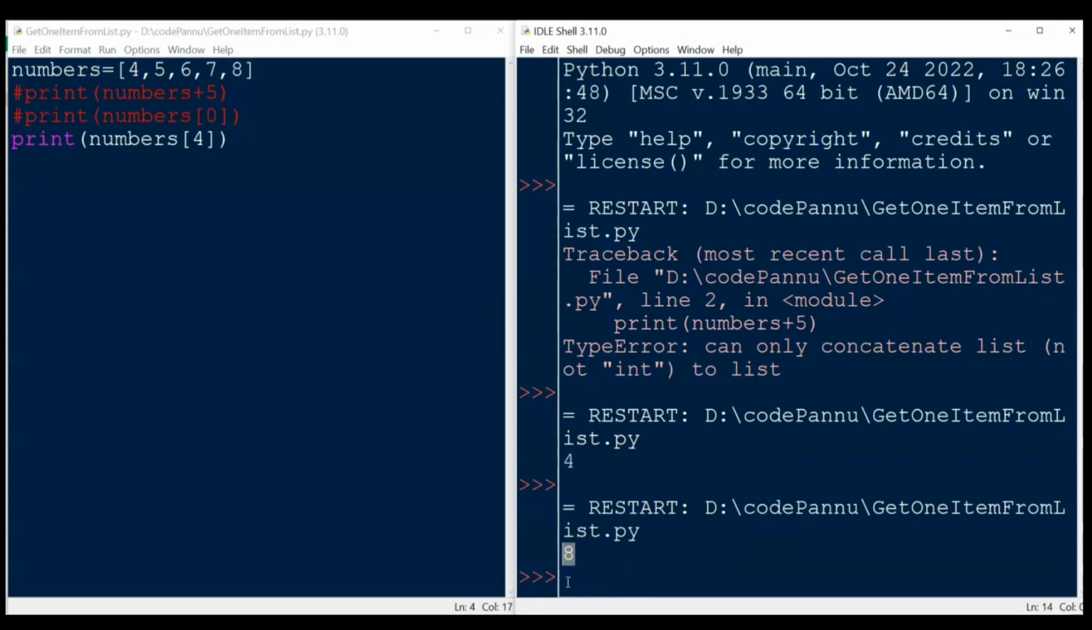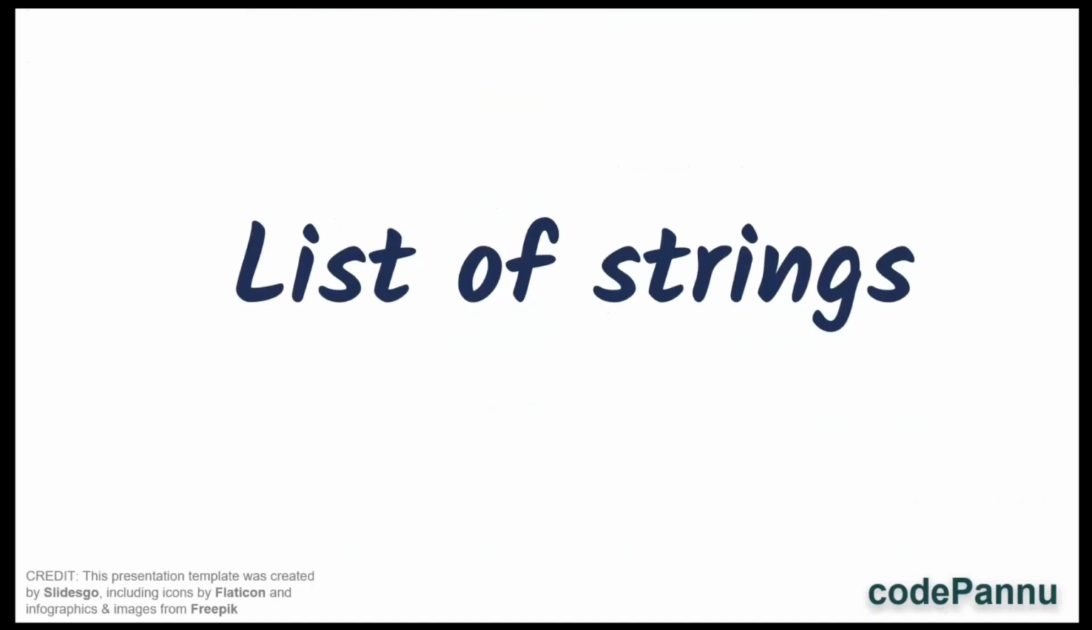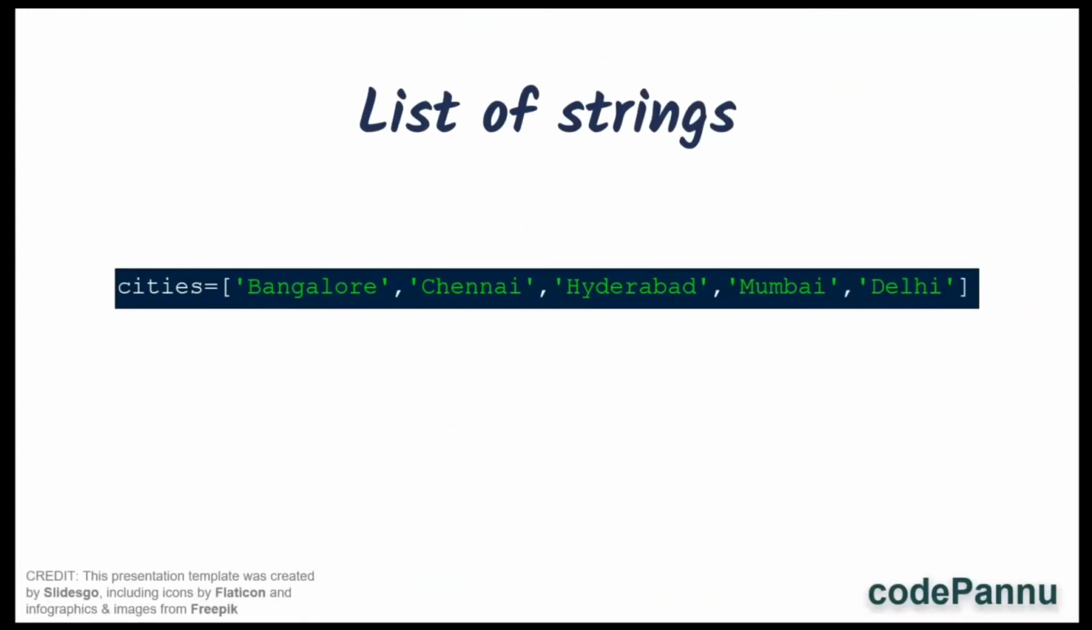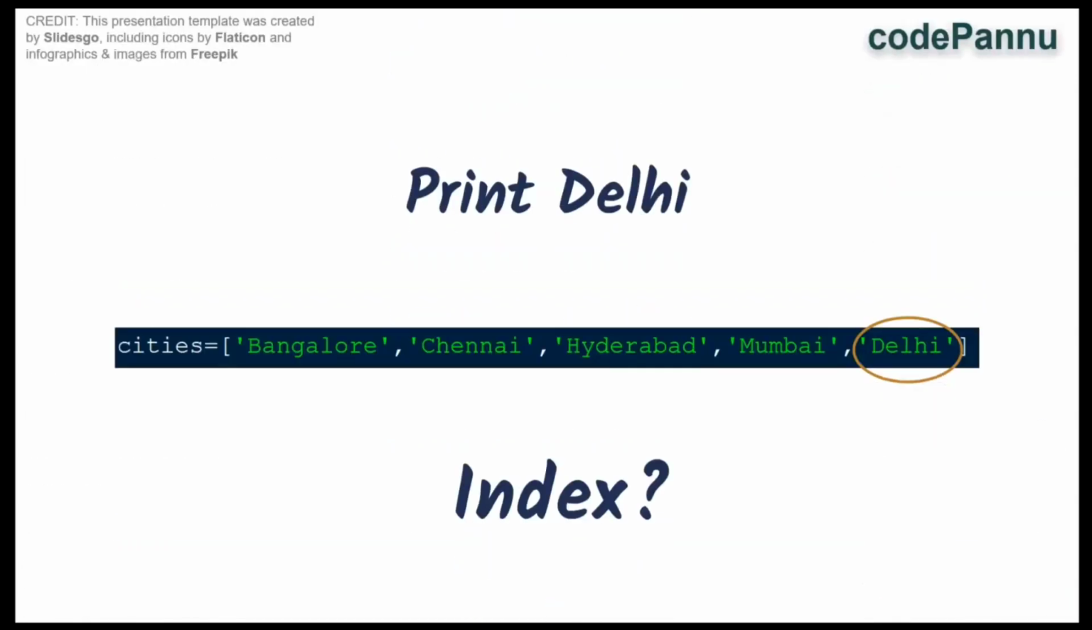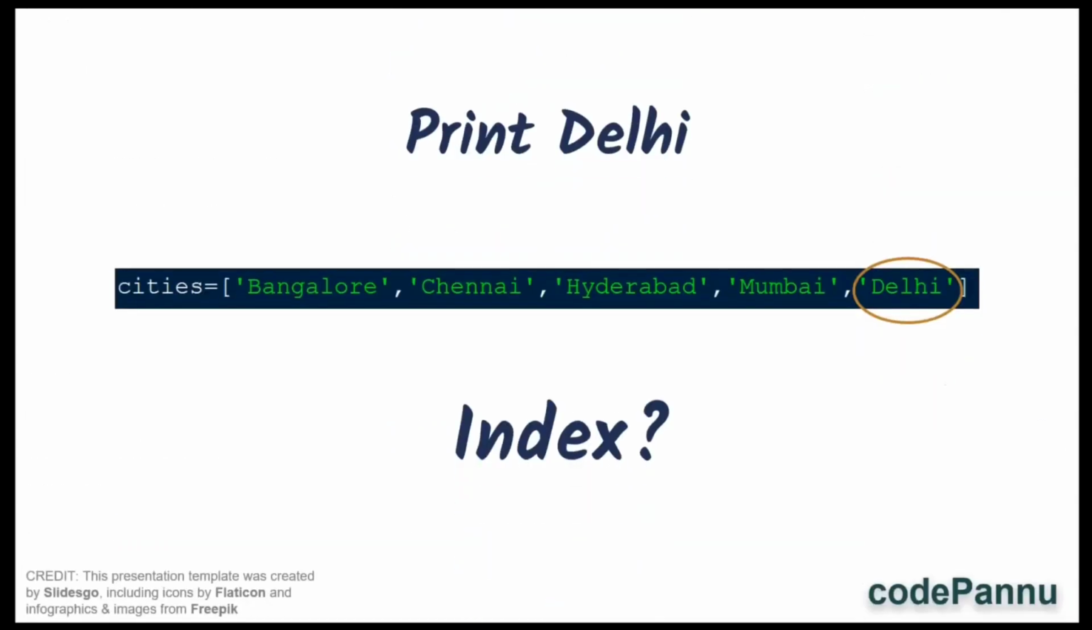Same way, let's create another list of strings. Here, I have a list called cities. So, let's say I want to print Delhi. What's the index number I will have to use? Delhi is the fifth item in our list. So, the index number I will use is 4, as the index always starts with 0 and Delhi is at the index 4.